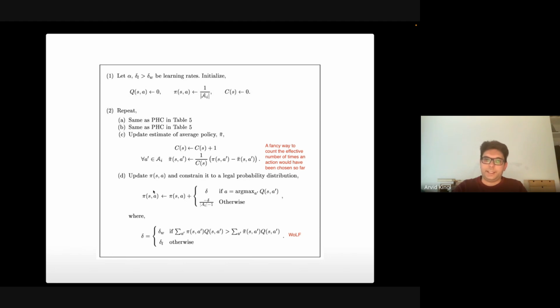Otherwise, it's still the same, that you nudge your policy only ever so slightly, so you never go greedy all in. But now the way you nudge is by nudging slightly less when you are winning compared to your reference distribution, the reference distribution being just the average policy that you would have played if you had been playing it all along, or make it a bit larger when you're losing. And so that is the WoLF part, essentially.